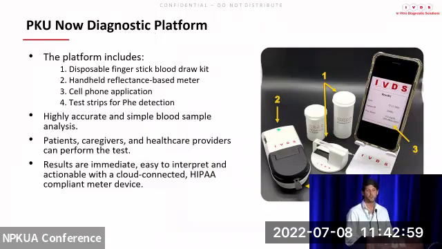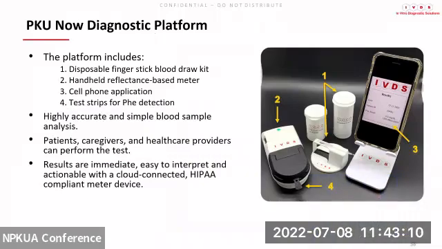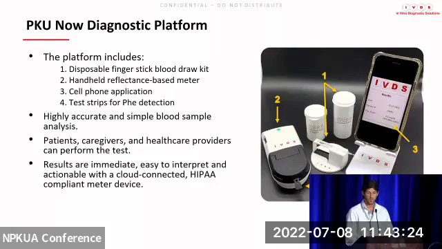What our company offers is a similar diagnostic platform. It includes a disposable finger stick blood draw kit to obtain a blood sample. We have a handheld reflectance-based meter, a cell phone application that connects wirelessly via Bluetooth, and test strips for the detection of Phe. It's highly accurate, with very simple blood sample collection. It can be performed at home, and it's HIPAA compliant.